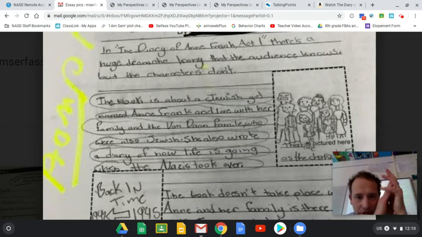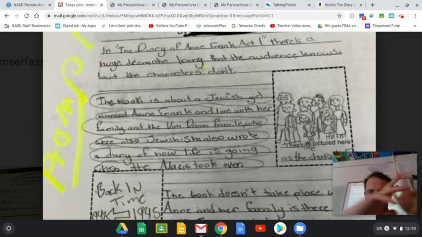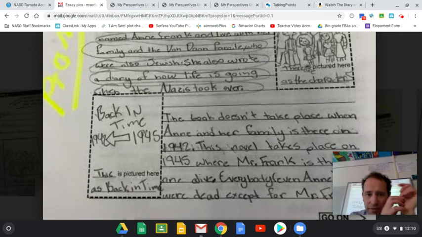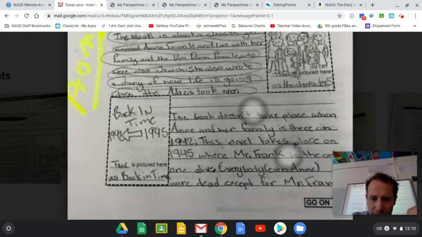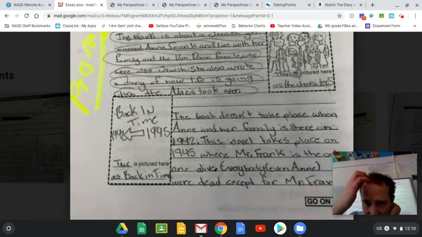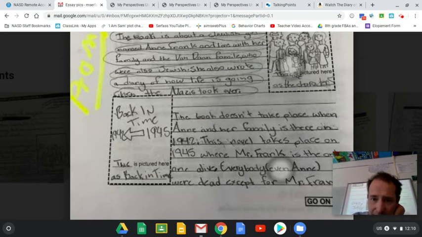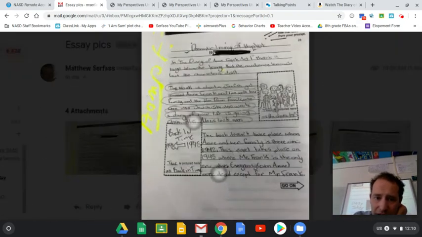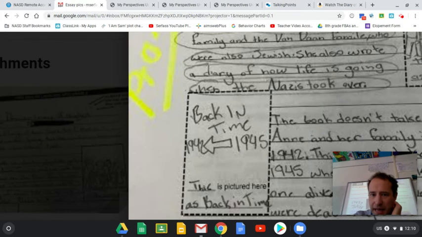The book's about a Jewish girl named Anne Frank who lives with her family and the Van Daan family, who were also Jewish. She also wrote a diary of how life is going when the Nazis took over. The book doesn't take place when Anne and her family are there in 1942. The novel takes place in 1945, where Mr. Frank is the only one alive. Everybody, even Anne, was dead except for Mr. Frank. Right? They do a really great job, and they even have a phrase from the notes.